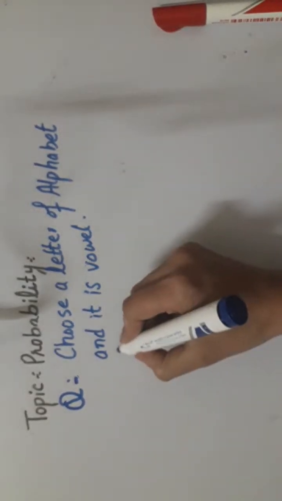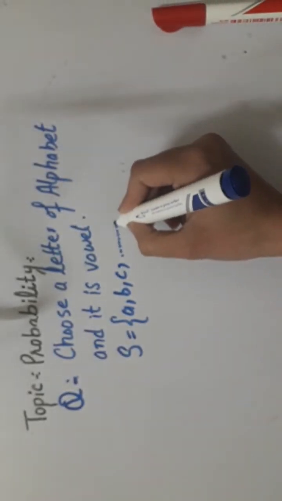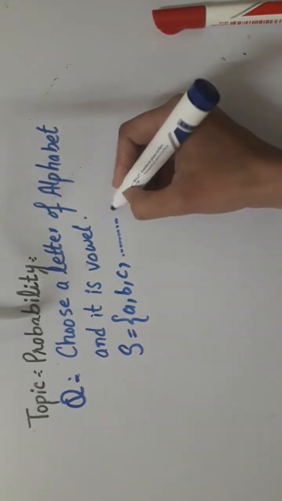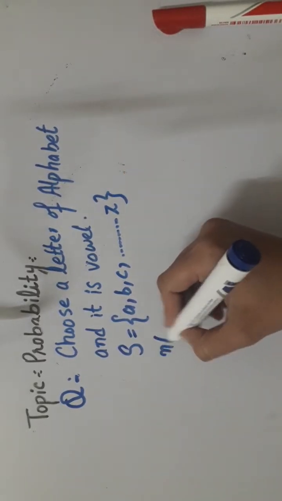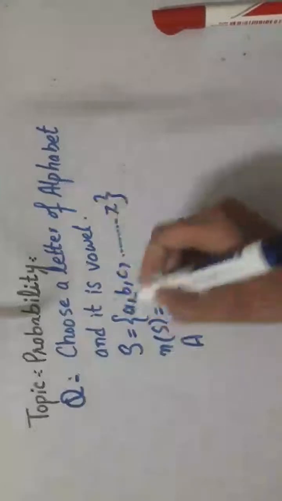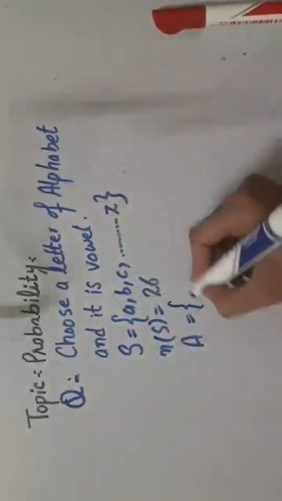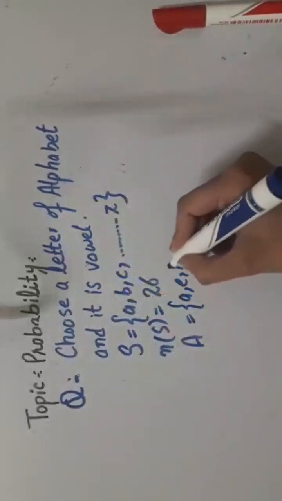First of all, we will take the set of sample space, that is from A to Z. So, the number of elements in S is 26. Now, A is the event that we choose a vowel. So, the set A will be equal to A, E, I, O, U.